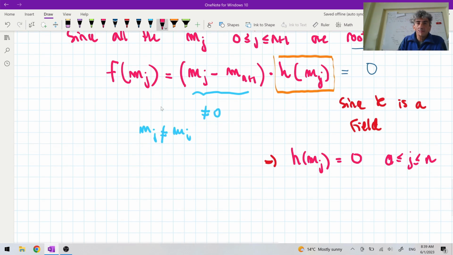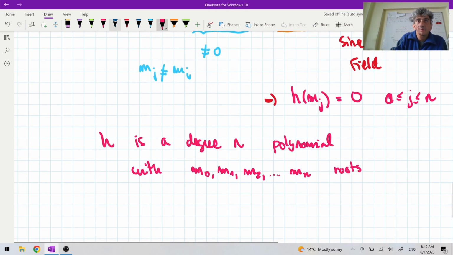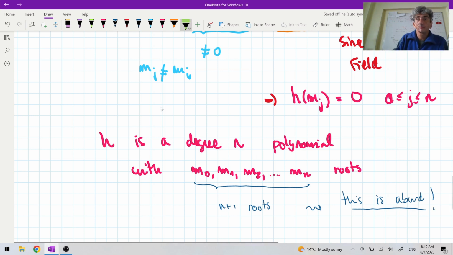So this means that h is a degree n polynomial with m0, m1, m2, up to m sub n roots, which are exactly n plus 1 roots. And this is absurd. Because the theorem was true for all polynomials of degree n.